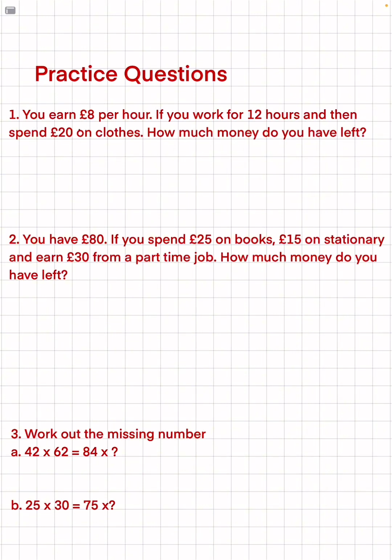Question 1 says you earn £8 per hour. If you work for 12 hours and then spend £20 on clothes, how much money do you have left? Let's work out the total earned first. We've worked 12 hours and earned £8 per hour. So 12 times 8 equals £96.